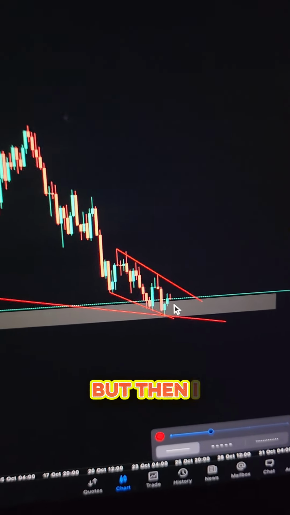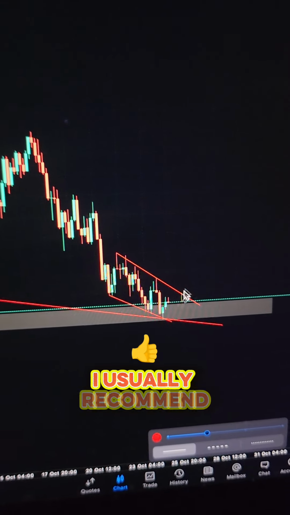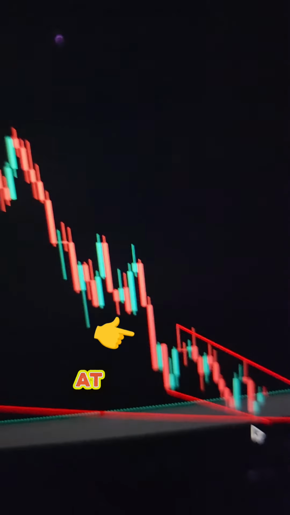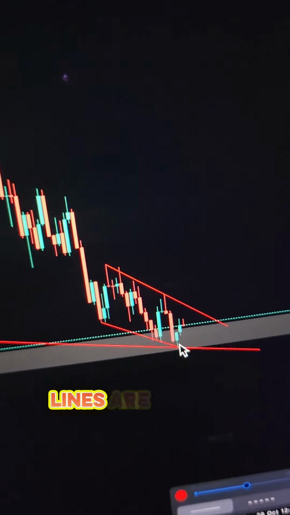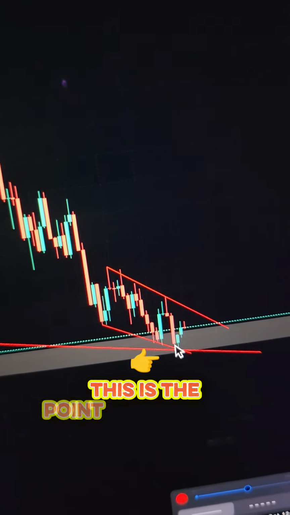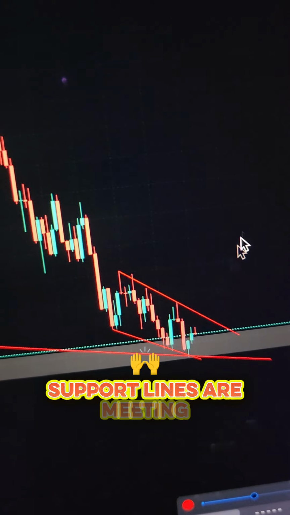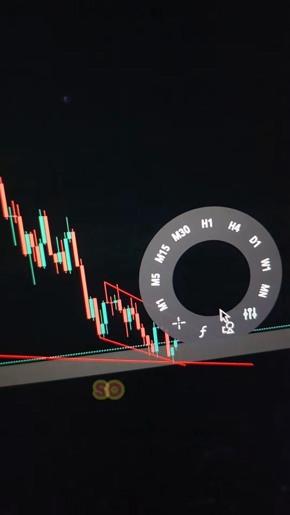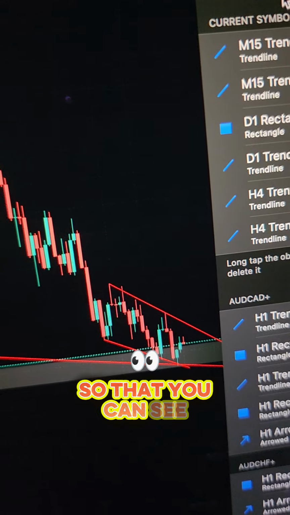But then I usually recommend you to buy at the support line, especially at this point where three support lines are meeting, right? This is the point where three support lines are meeting, so we can say the market is going to buy. So let me put an arrow so that you can see.